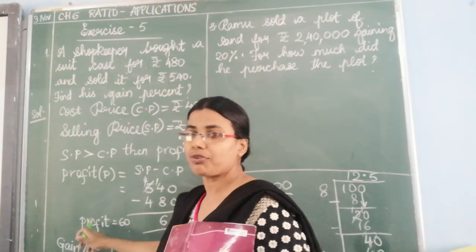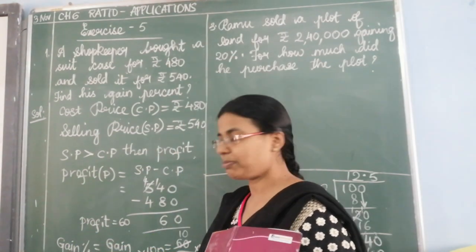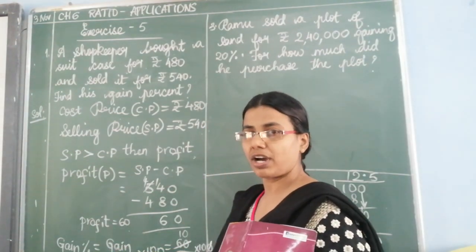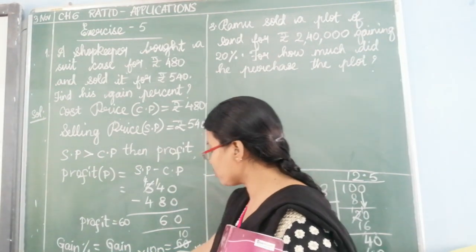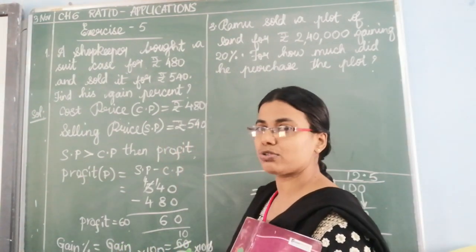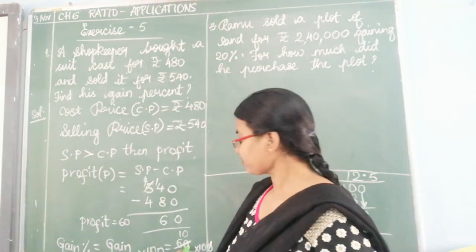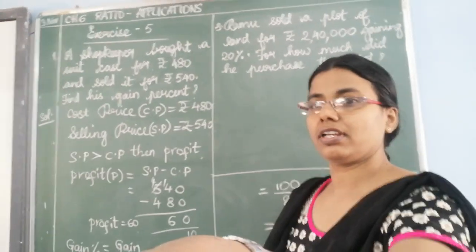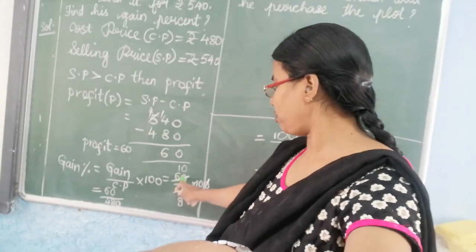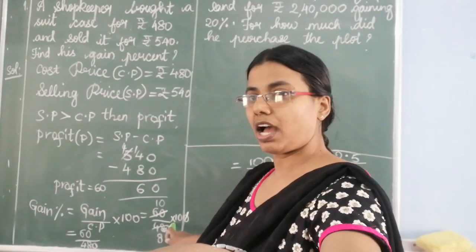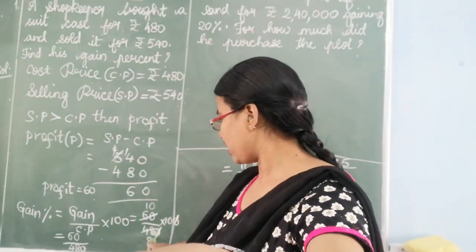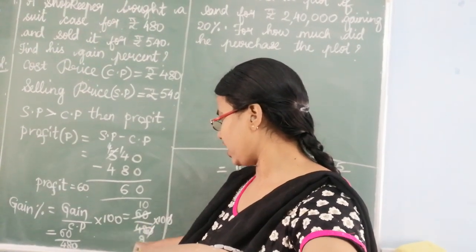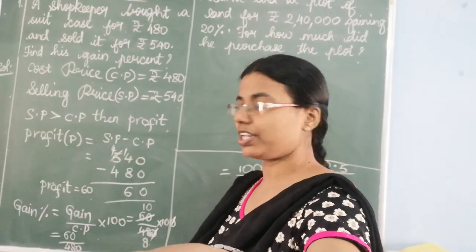Profit you got. Now you are finding out the profit percent or gain percent. This is equal to gain divided by CP into 100. This formula we are using. So substitute the values. 60 divided by 480. 60 divided by 480 into 100. Then cancelling 0 and 0. We have cancelled. Then 6 table 10 times and this is 8 times we did.